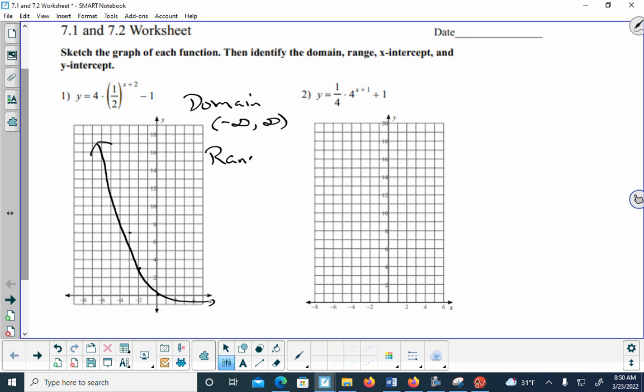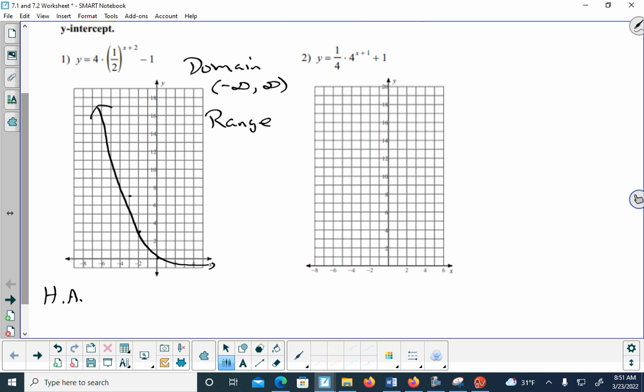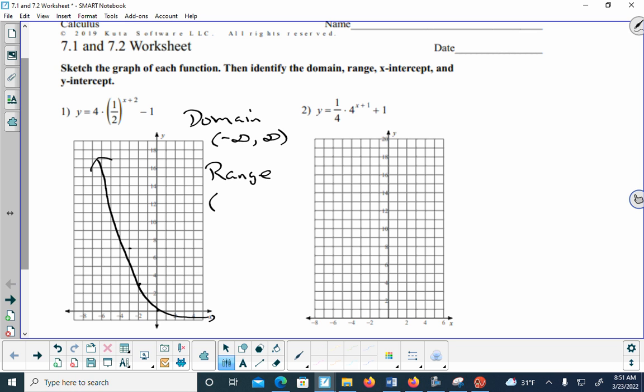My range is going to be what my y values can be. I'm going to have a horizontal asymptote at y equals -1, so my range is going to be from -1 to infinity. Now the x-intercept is going to be when y equals 0, and that's going to be (0, 0), and then the y-intercept is also going to be (0, 0). Those values can be from a calculator, or you can set it to 0 and solve.